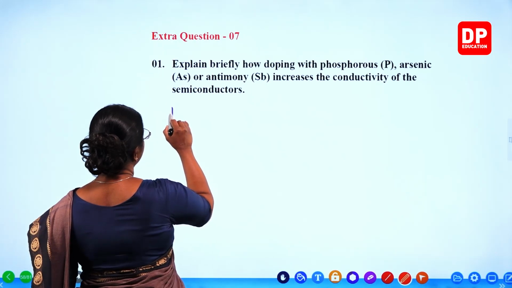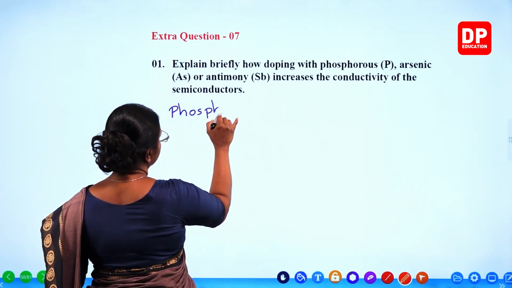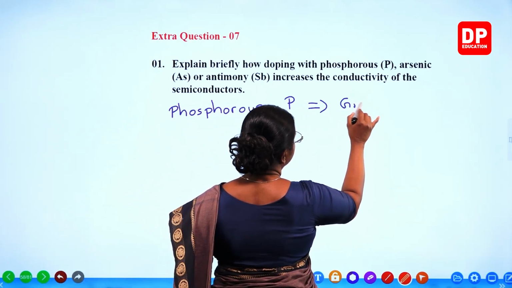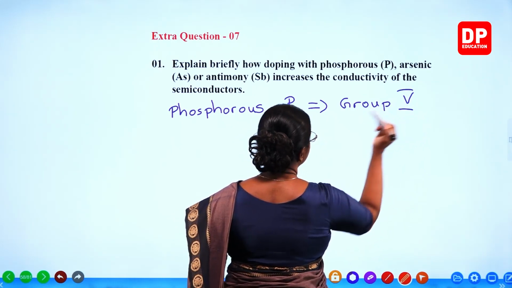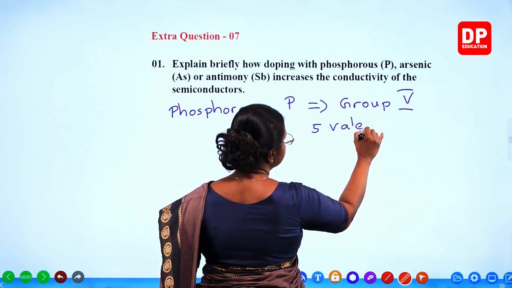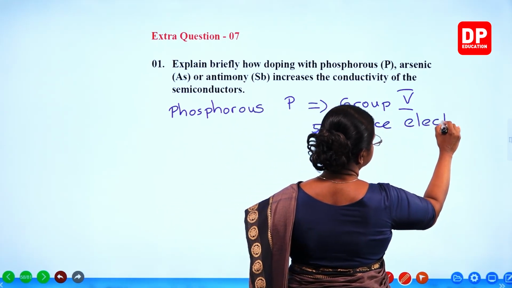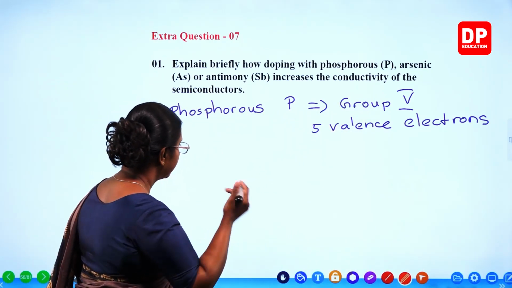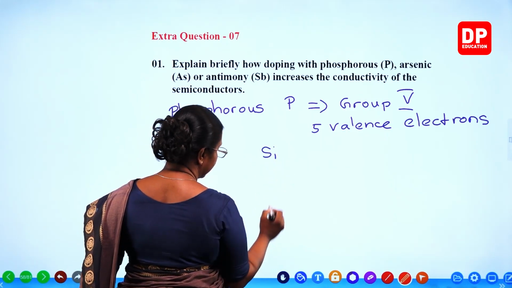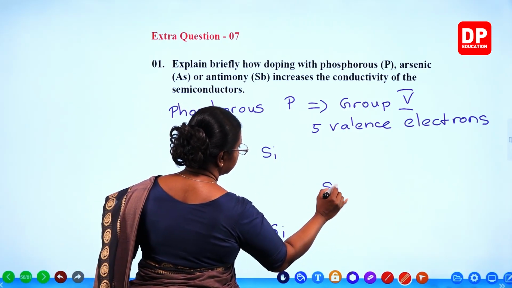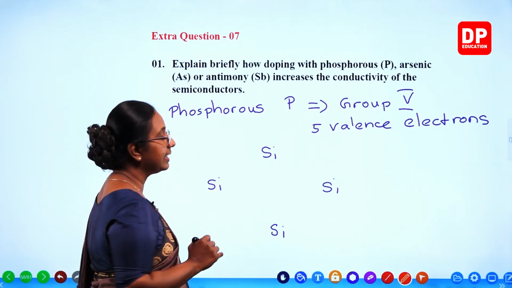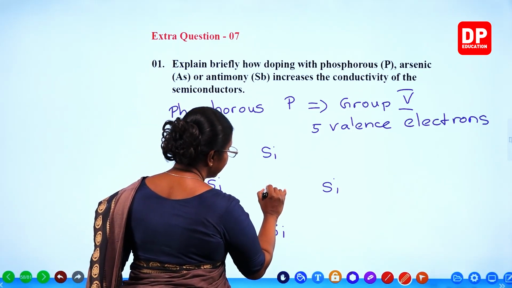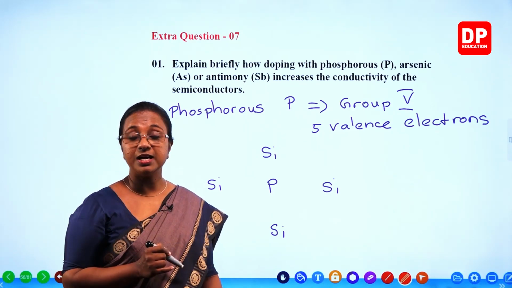So if we take phosphorus, that is P, belongs to group 5. So it has 5 valence electrons. So when silicon is doped with phosphorus, what happens there? You have the silicon lattice. One of the silicon atoms or few of the silicon atoms will be replaced by phosphorus. So let's say this particular silicon in the middle is replaced by phosphorus.